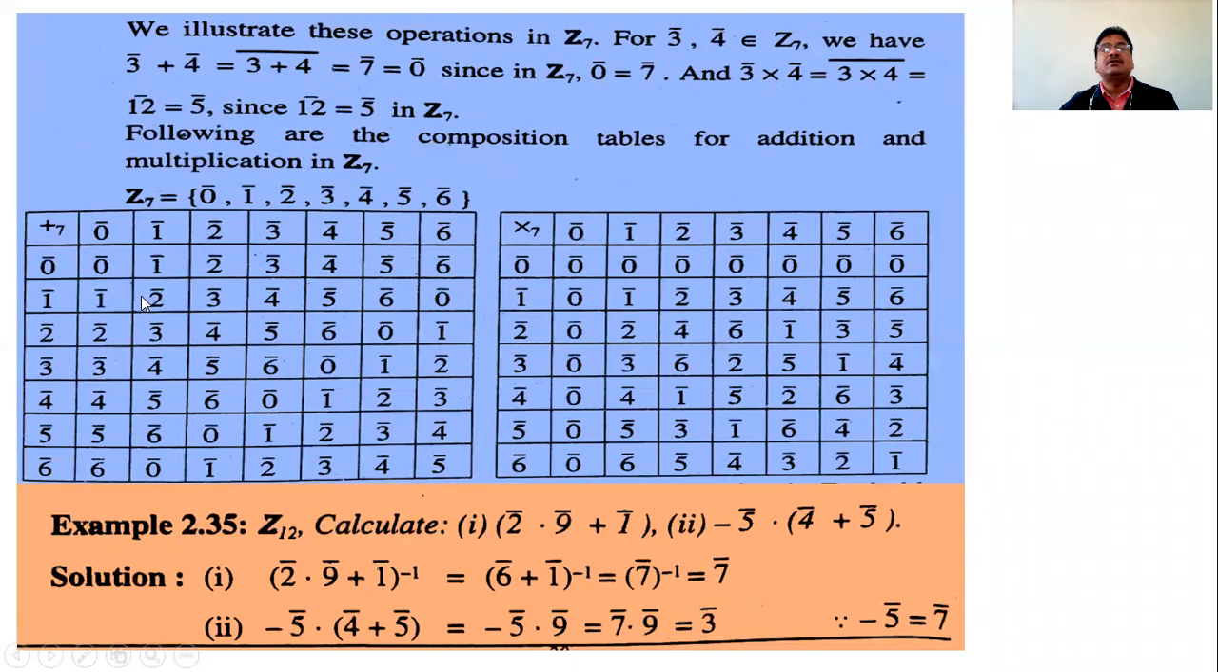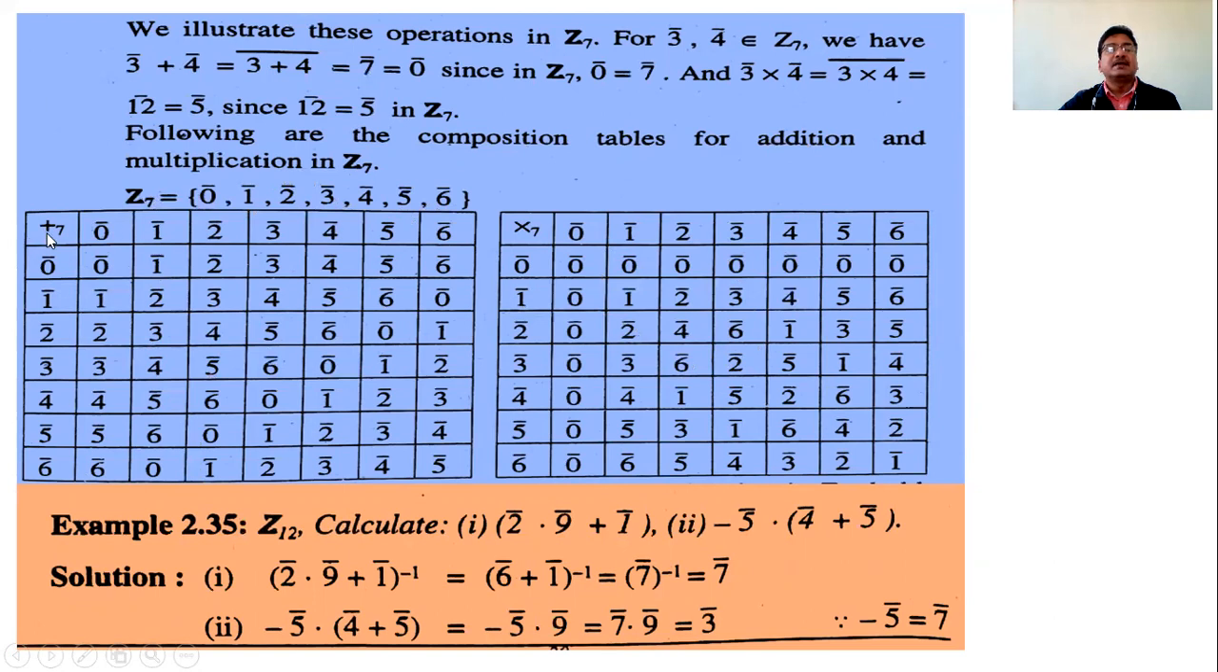So the question on this topic is what? Draw or write the composition tables for addition and multiplication in Z6 or Z7 or Z8. So this is the addition table for Z7, and this is the multiplication table, the composition table for multiplication in Z7. So Z7 contains 7 elements. What are they? 0 bar, 1 bar, 2 bar, 3 bar, 4 bar, 5 bar, and 6 bar.